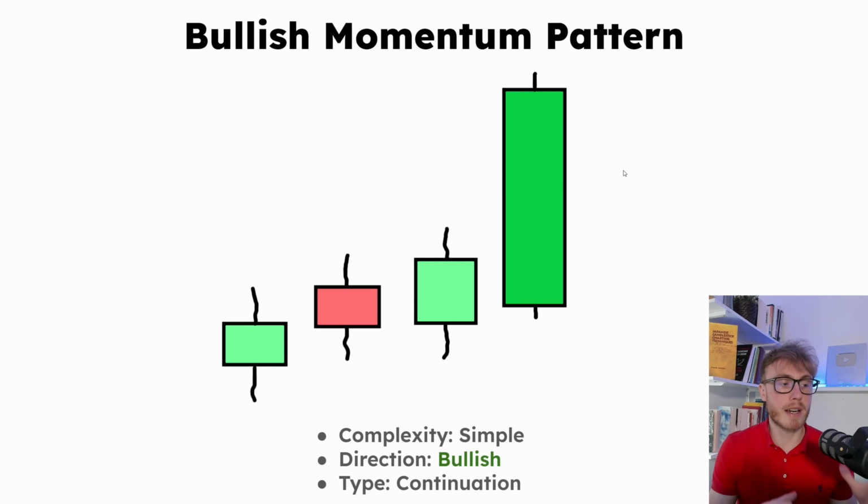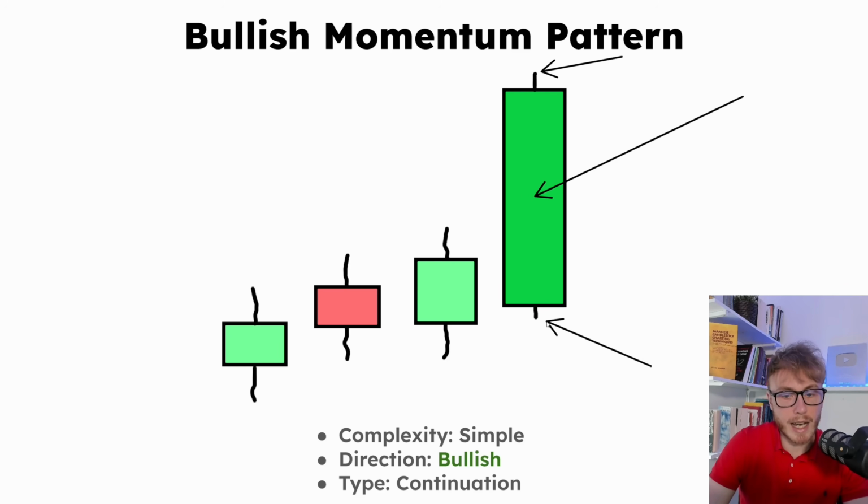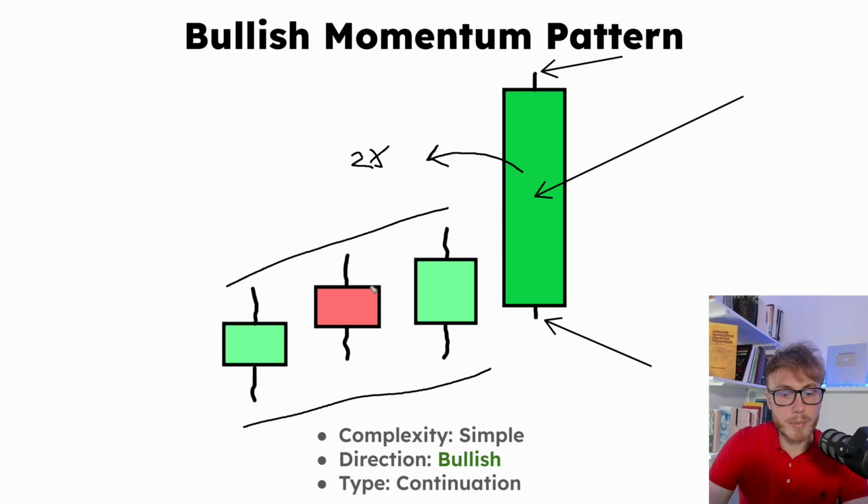And how do we identify this pattern? Well, what we're looking out for here is a strong green candle. So we want the real body of the candle to be very long. We can have an upper wick, and we can have a longer wick, but for the momentum pattern I actually prefer if we have shorter wicks, but we can have longer wicks as well. But the most important part about this pattern is that we want this candlestick right here to be at least 2 times as large as the real bodies of the previous candles.